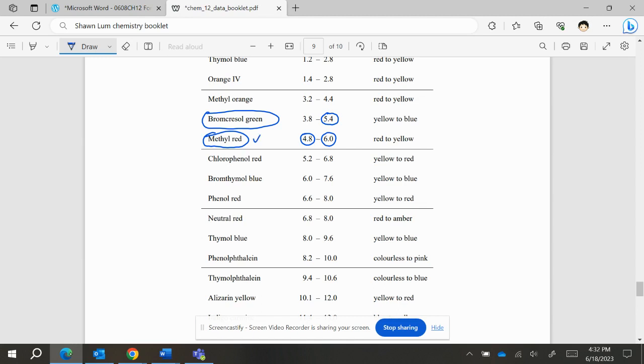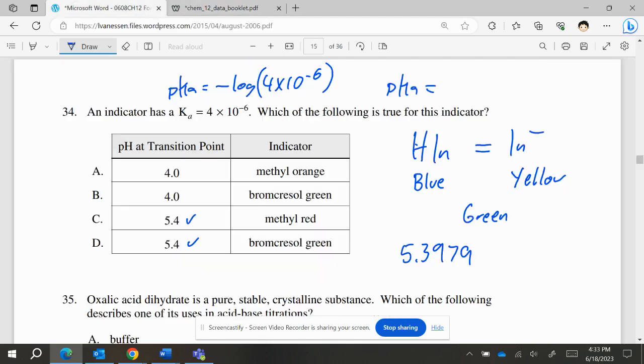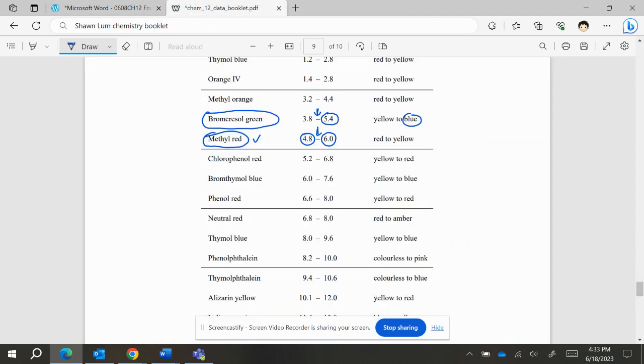At 5.4, bromocresol green is going to be pretty much blue. That's not the midpoint of the transition right here, but 5.4 is right there. So what did I say it was? Methyl red.